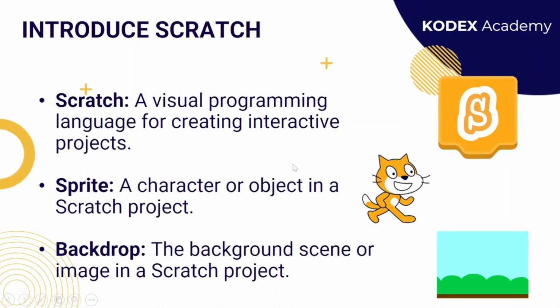Now, when we are going to create any animation or story or game, we need some characters or objects. In Scratch, these characters and objects are known by a specific name, which is called a sprite. A sprite is nothing but a character or object which we choose in Scratch to create our Scratch project.